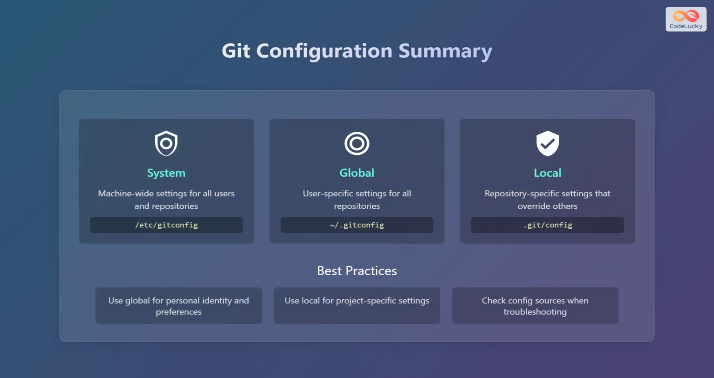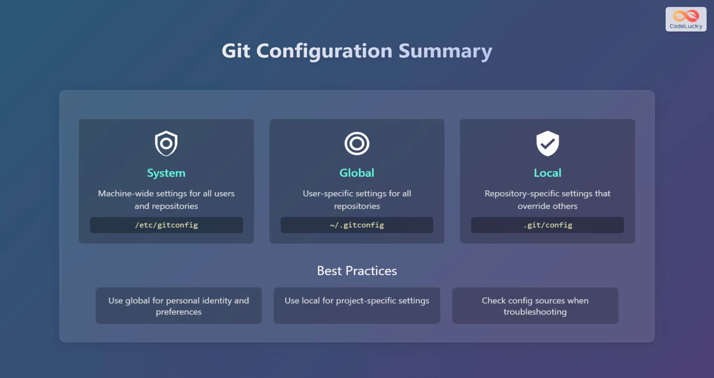In summary, system configuration is for machine-wide settings for all users and repositories, and its path is /etc/gitconfig. Global configuration is for user-specific settings for all repositories, and its path is ~/.gitconfig. Local configuration is repository-specific settings that override others, and its path is .git/config.